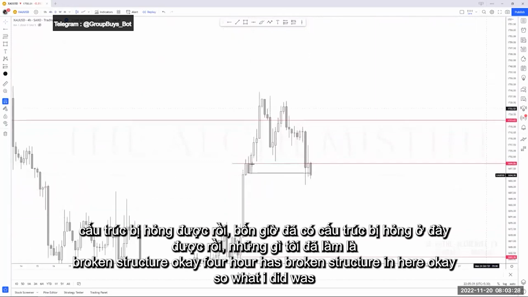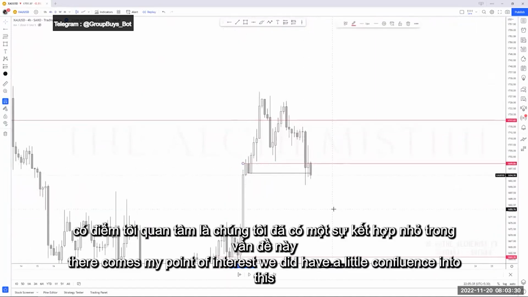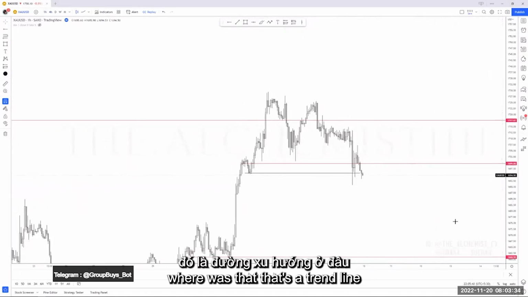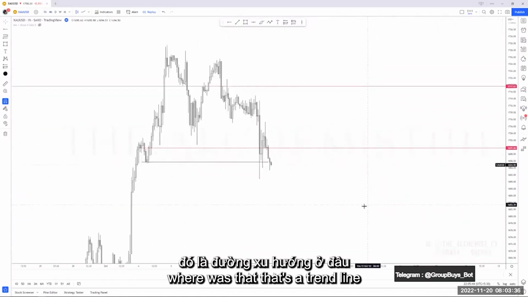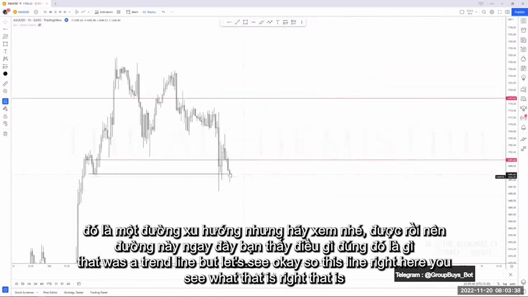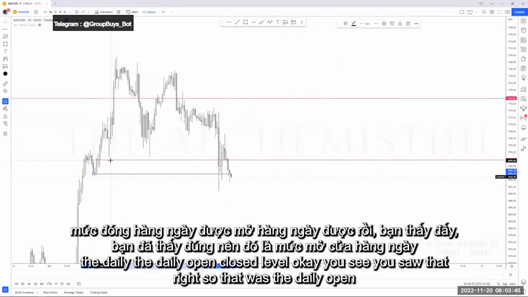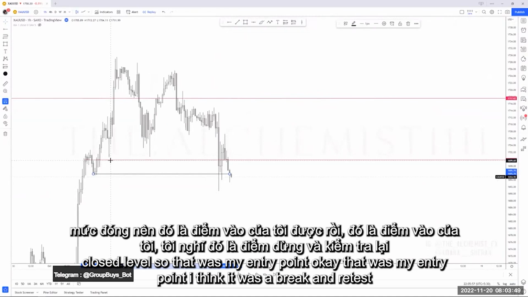Okay, so what I did was, there comes my point of interest. We did have a little confluence into this. Where was that? That was a trend line, but let's see. Okay, so this line right here, you see what that is, right? That is the daily open close level. Okay, you saw that, right? So that was the daily open close level. So that was my entry point.